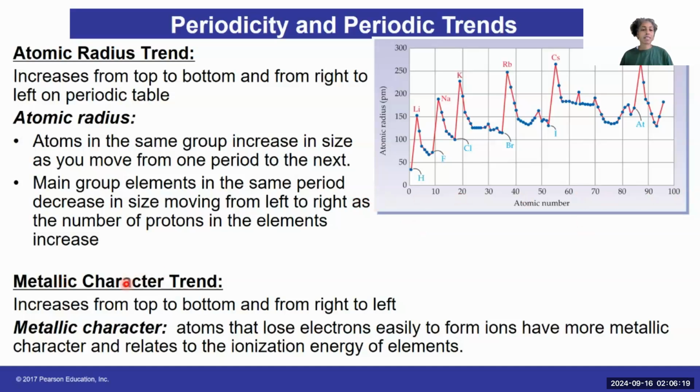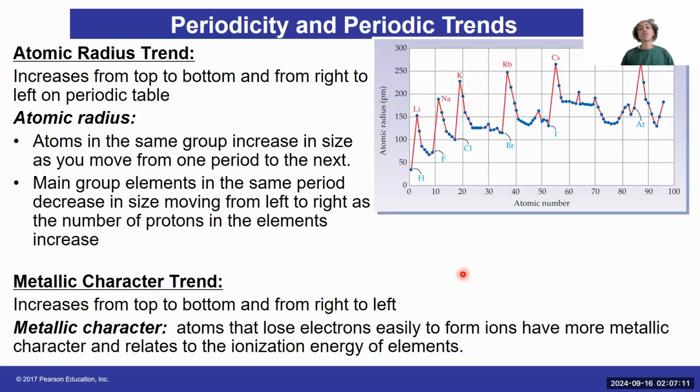So the trend is that atomic radius increases from top to bottom and from right to left on the periodic table. Metallic character has to do with the ability of atoms to lose electrons. So the easier an atom can lose an electron, the more metallic character it has. And we end up having more and more energy levels where electrons reside. They're farther away from the nucleus.